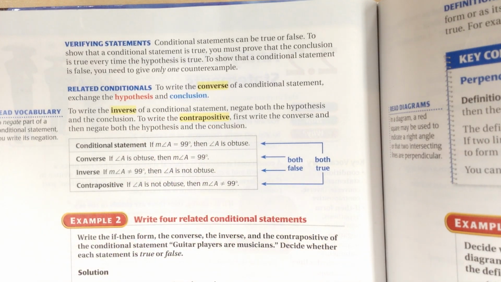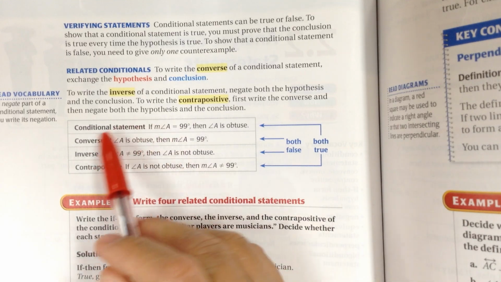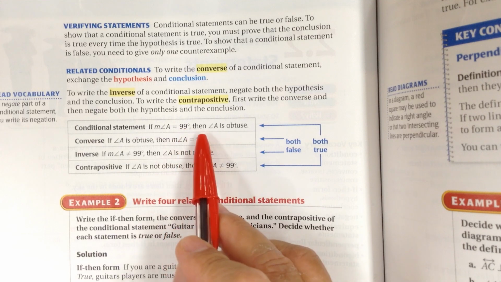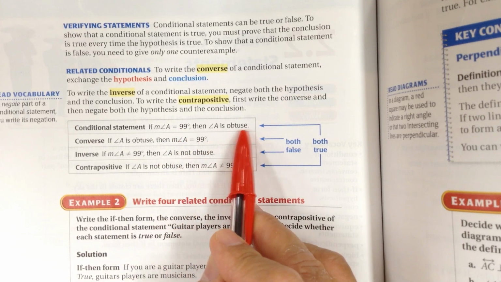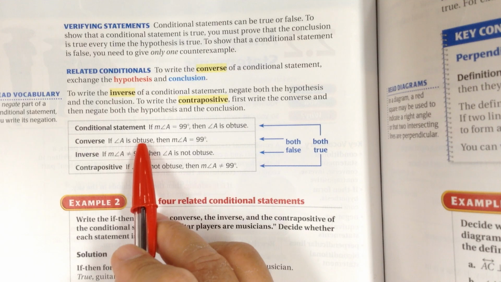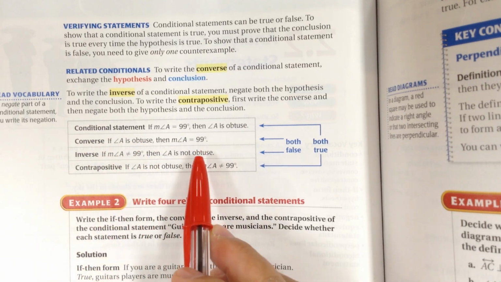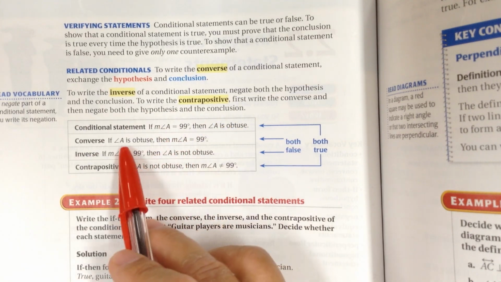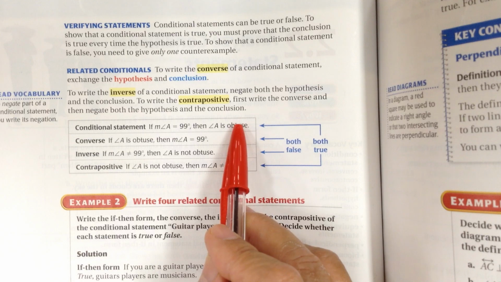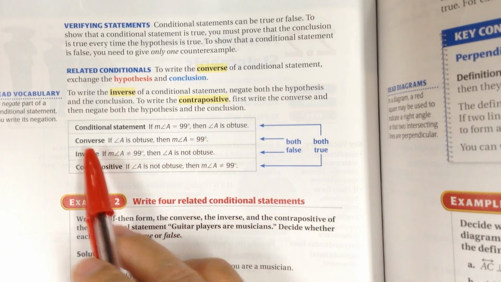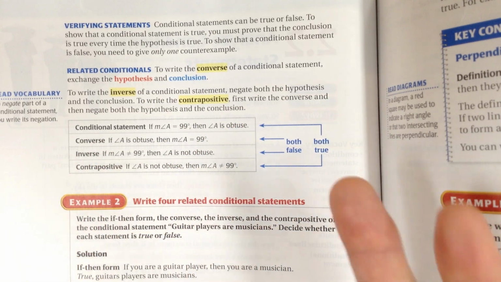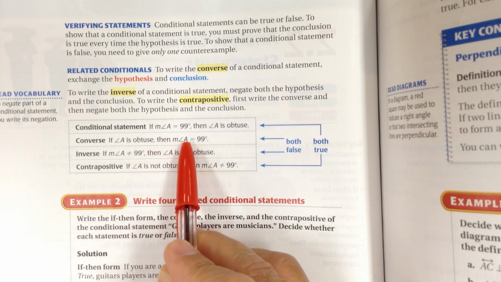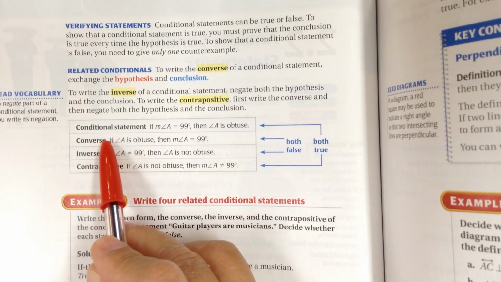So let's look at an example. Conditional statement: if measure of angle A equals 99 degrees, then angle A is obtuse. That's your original. Now converse means you switch the two. Put this in the back, and put this in the front. So if angle A is obtuse, then measure of angle A is 99 degrees. That's what converse means: you switch the position. So that's the converse.